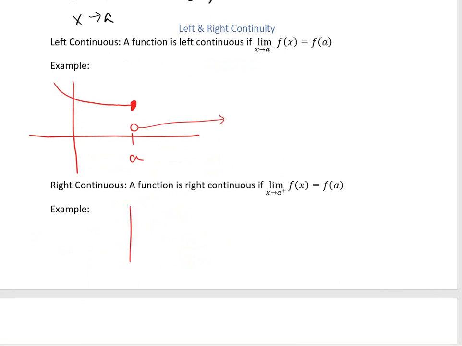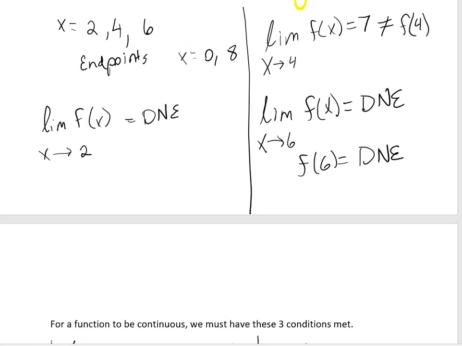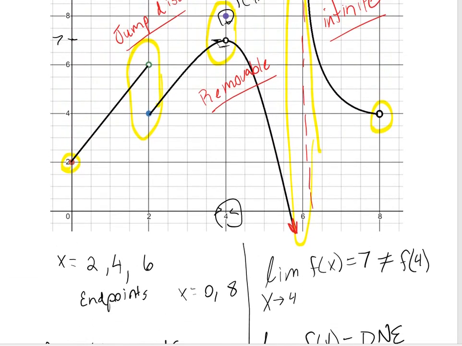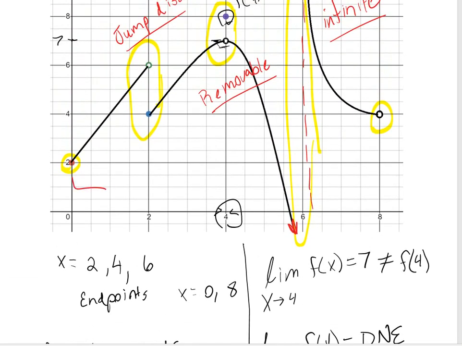Now, a right continuous function would be the other way around. So let's say I'm approaching from the left, but my function isn't actually defined there, but it is as I approach from the right. When we start to talk about functions and whether they're continuous, we want to be definitive. Are they overall continuous? Are they left continuous or right continuous? So again, if we look back up at this example, this interval here would be left or right continuous?